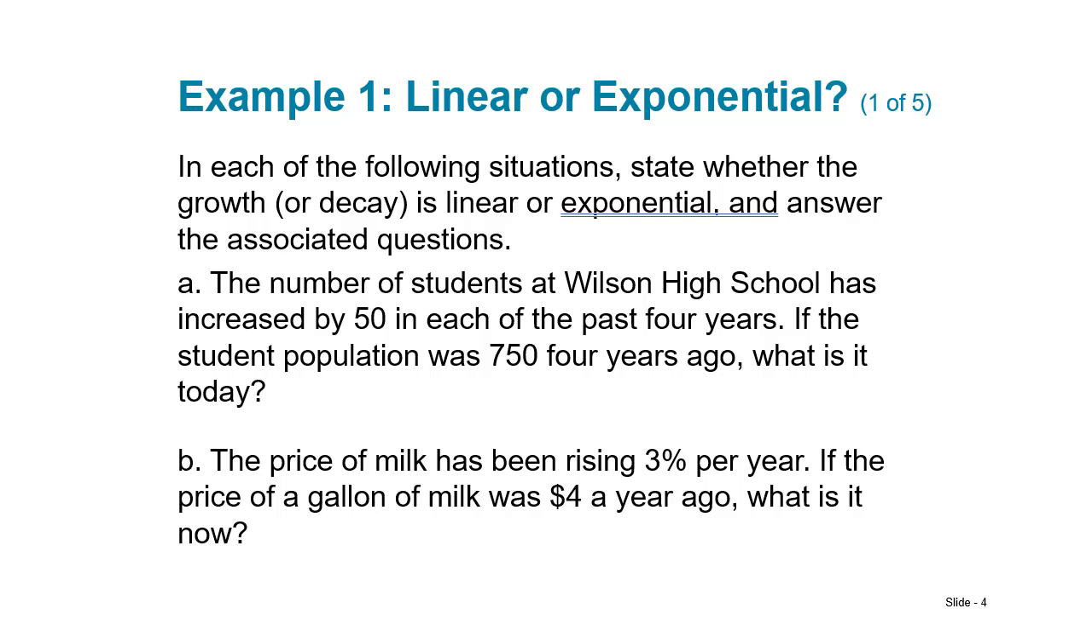The price of milk, however, has been rising by 3% per year. And if the price of a gallon of milk was $4 a year ago, what is the price now? So which of those two is increasing by a constant amount, and which one is increasing by a constant proportion? Remember, proportion is a simple word for percentage, right? So obviously going up by 50 students is a constant amount. Going up by 3% is proportional.